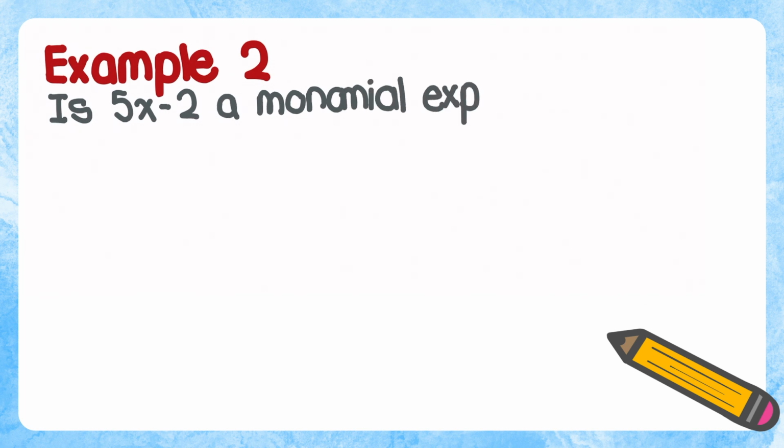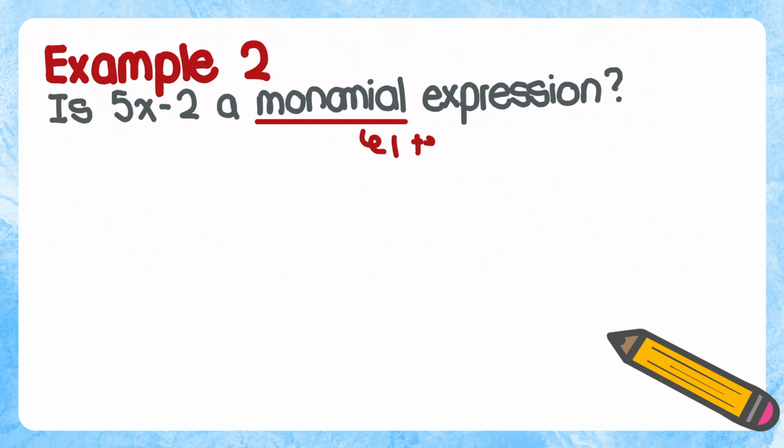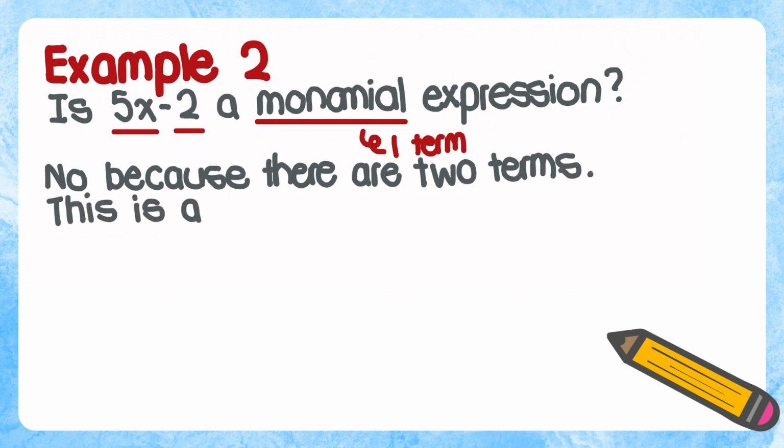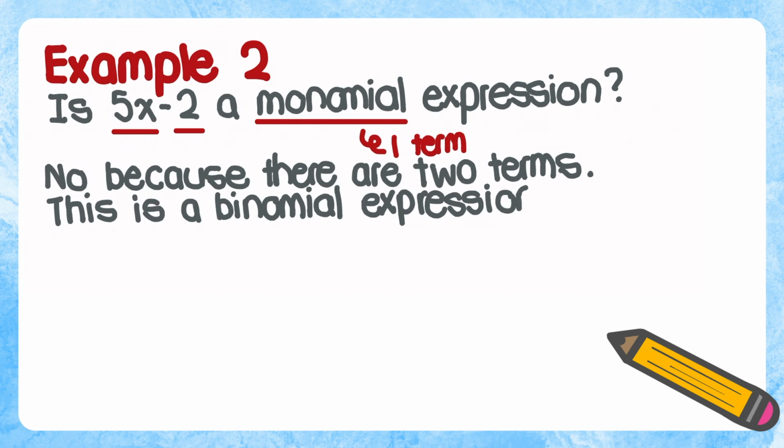All right, next example, is 5x minus 2 a monomial expression? A monomial should have only 1 term. But if we look at 5x minus 2, there are 2 terms. So 5x minus 2 is not a monomial expression because there are 2 terms. What kind of expression is this? Since there are 2 terms, this would be called a binomial expression.